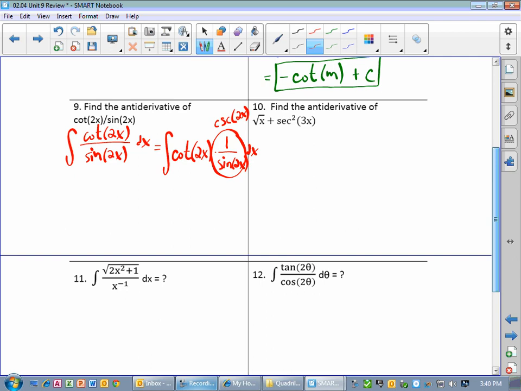So we have the integral of cosecant 2x cotangent 2x, which is almost one of our rules, but we've got to worry about this 2x. The derivative of 2x would be 2, so I need another 2 here, but I can't just multiply by 2. I also have to multiply by 1/2. And so now we can treat this as the integral of cosecant cotangent, which is negative cosecant. So we have negative 1/2 cosecant of 2x plus c.